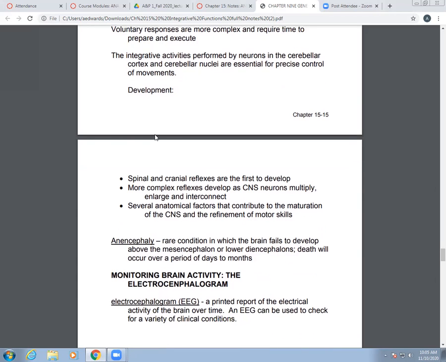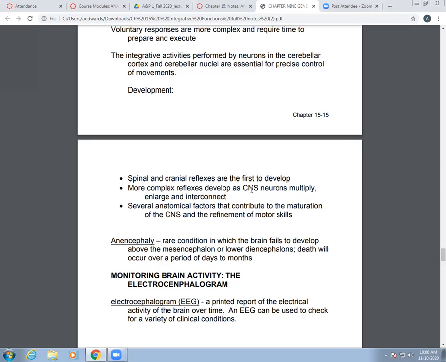All right, let's talk a little more about this in the context of development. So your spinal and cranial reflexes are your first reflexes to develop. The more complex reflexes develop once your neurons and your central nervous system start multiplying, enlarging, and connecting with one another. And then you get several anatomical factors that are contributing and making your central nervous system more mature and refining your various motor skills. Okay.